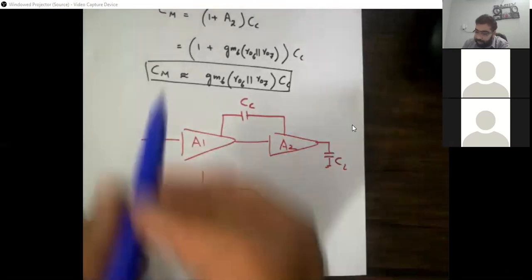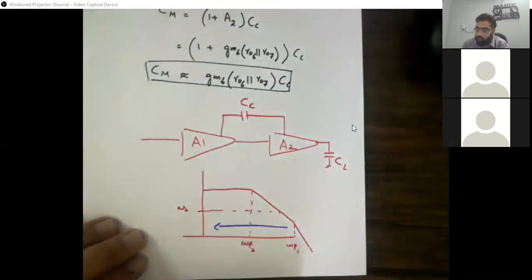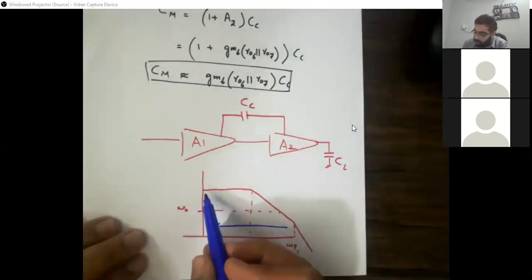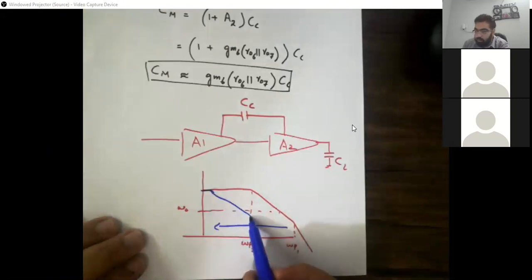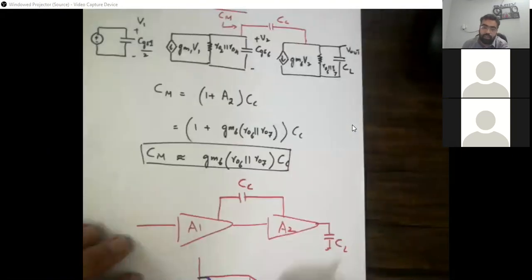So what will we do? By adding CC, ultimately this one will reach here somehow. When this is here, what will happen? This will go down a little bit earlier, and because of this expression you have, the phase margin will improve. We will take this up from here in the next lecture.